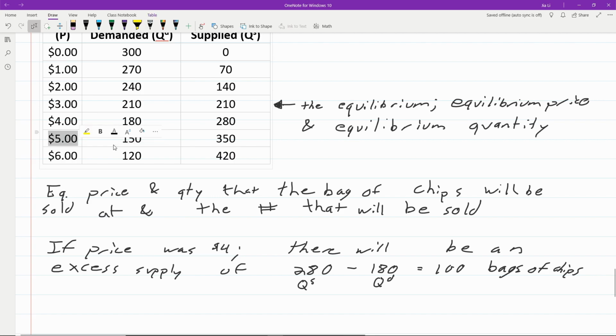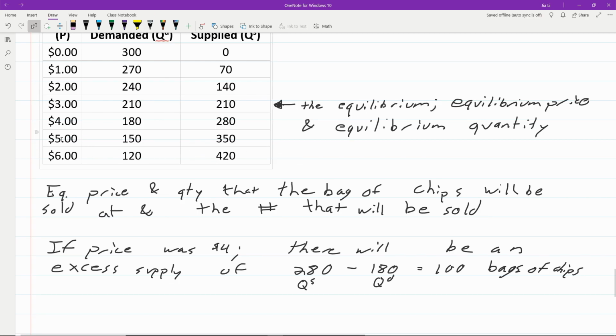If the price went up to $5 per bag of chips, then the quantity demanded is 150, quantity supplied is 350, so the excess supply will be 200 bags of chips instead of just 100. And then if the price went up to $6, then quantity demanded is 120, quantity supplied is 420, which means that there will be an excess supply of 300 bags of chips.